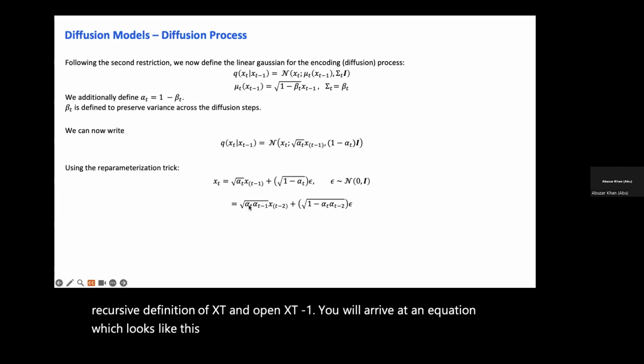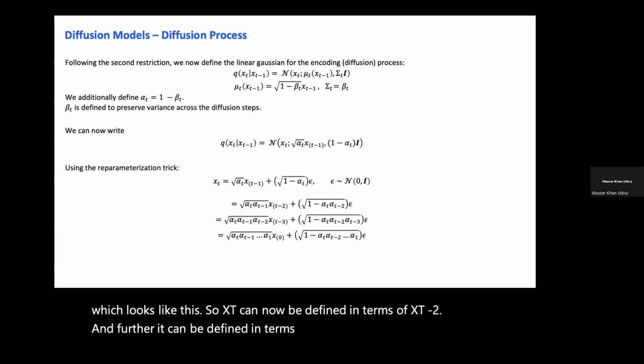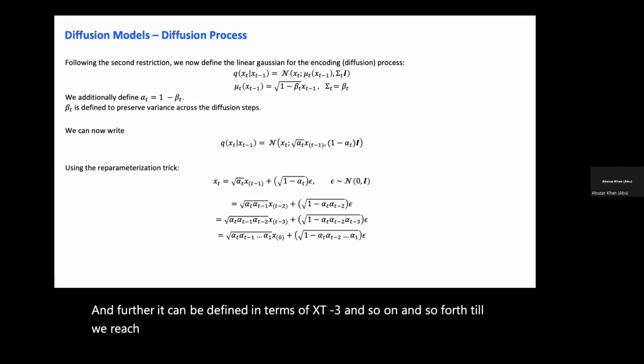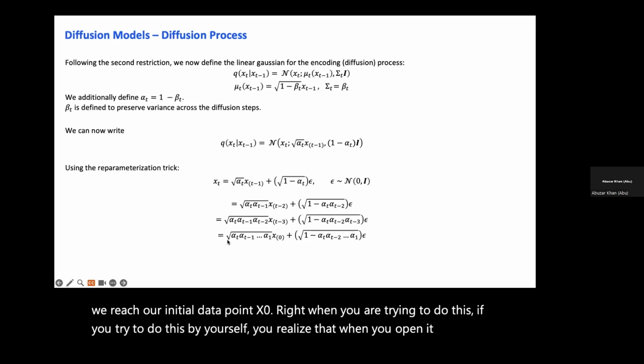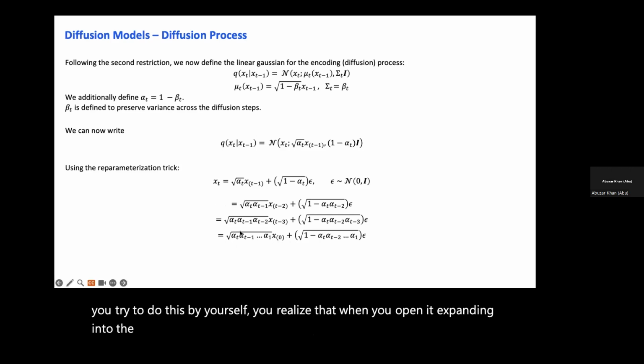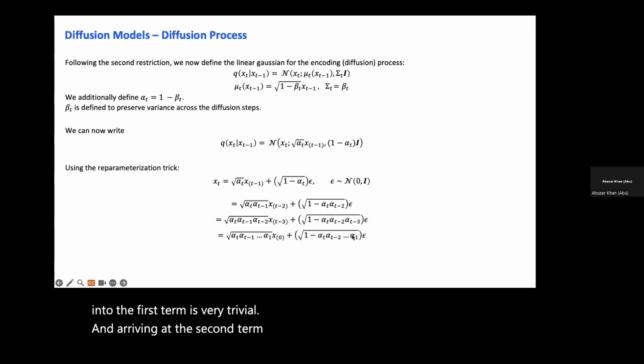So xt can now be defined in terms of xt minus 2. And further, it can be defined in terms of xt minus 3. And so on and so forth till we reach our initial x0. If you try to do this by yourself, you realize that when you open it, expanding into the first term is very trivial, and arriving at the second term seems very, very difficult. Why would this happen?